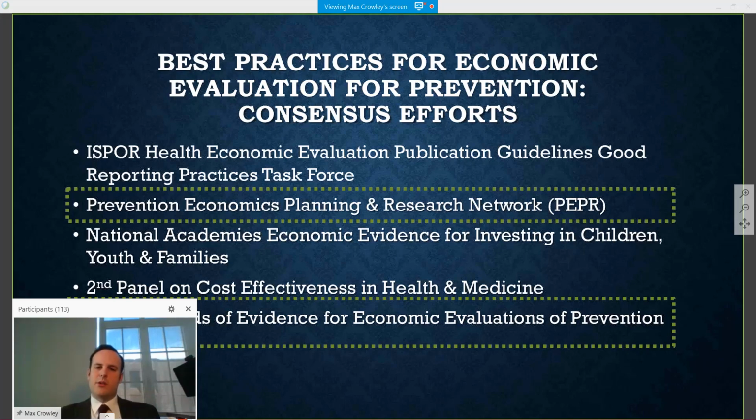I'll also call out some of the work of the Prevention Economics Planning and Research Network, which worked closely with the standards efforts. I'll talk about this a little bit more, but all of these efforts had a significant amount of coordination over time, and as a result, many of the best practices that were identified, even though they cross a variety of areas of health, medicine, social policy, actually do align quite nicely, and as a result, what we really have seen is this ability to start pointing to standards of evidence as well as just simply best practices.